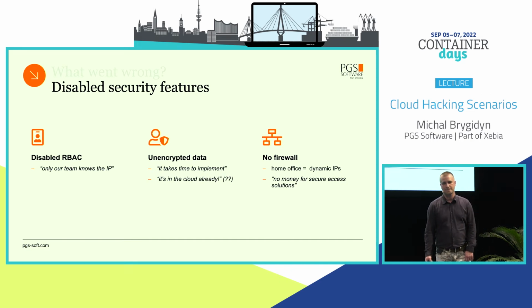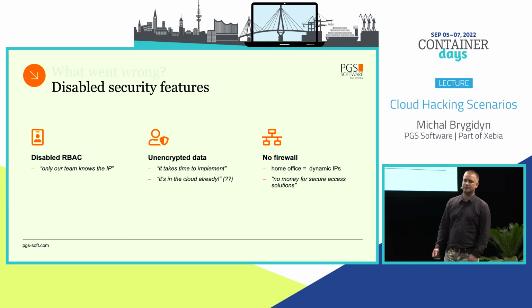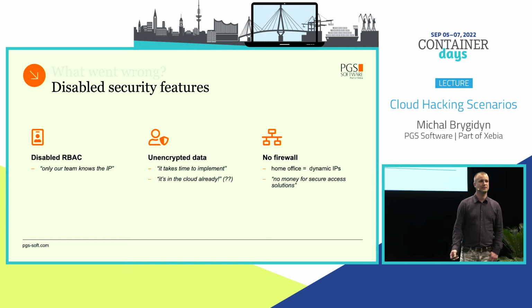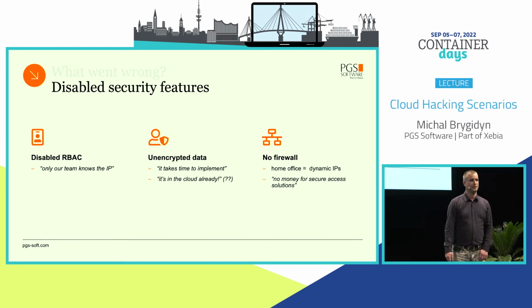People still work with these clusters. And there is also a problem with encrypting data. Many times I would not be able to extract anything sensitive if the data was encrypted. But hey, you need to spend time to make this logic to encrypt it, to decrypt it, to store the encryption key somewhere safe. So yeah, please use encryption wherever possible, because then it's harder for me to get your data. And as I said, no firewall, because home office, dynamic IP. We don't want to make this harder for our developers, and we don't have money for VPN.